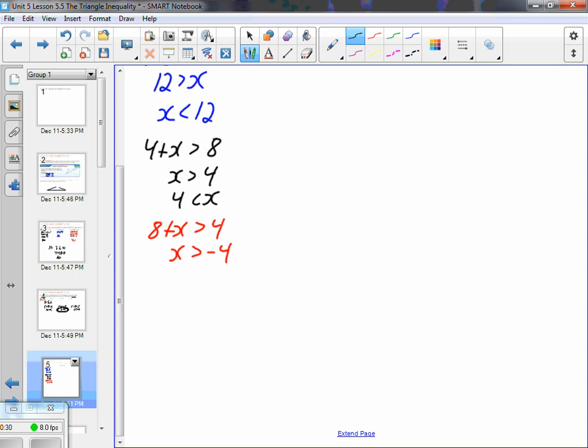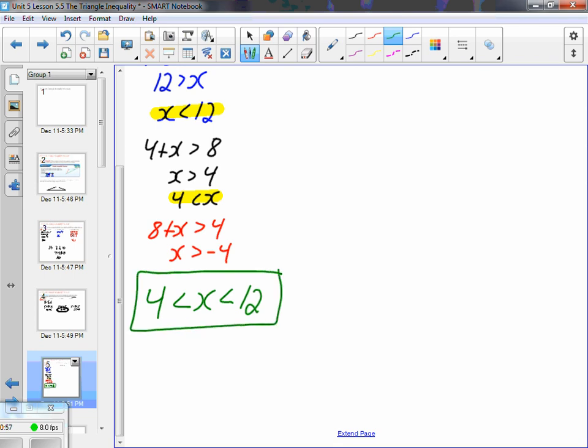Look what I can do now. If I take that inequality and that inequality, look what it says. The black one says 4 is less than x, and the blue one says x is less than 12. Here's the compound inequality: 4 is less than x, and x is less than 12. That's the way I want you to write your range.